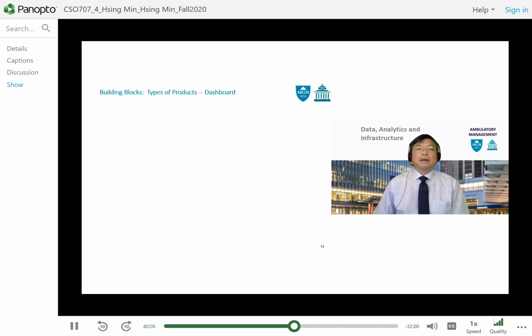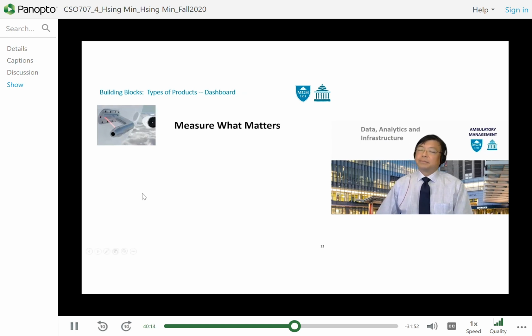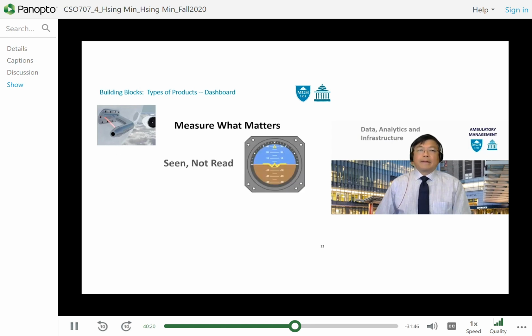So I'm going to skip some of the graphical part, just walk through 3 guiding principles. 1, measure what matters. Don't measure everything. Secondly, reports and dashboards should be seen, not read. You should be able to look at it and get the idea of how it's organized, and also get a very quick idea about what the key takeaway is.